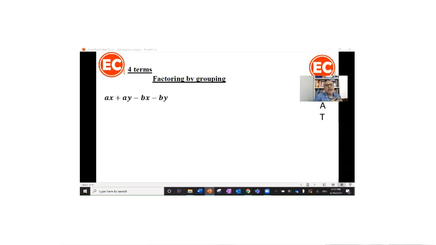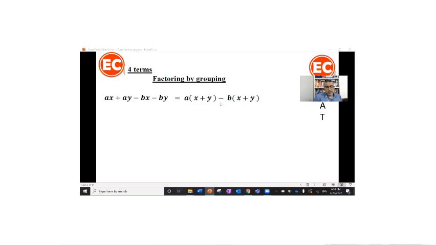For example, ax plus ay minus bx minus by. So I'm going to collect the first two terms, ax and ay together, and take a as a highest common factor. And collect bx and by together and take b as a highest common factor. But notice that if the sign is negative here, negative multiplied by positive is negative. So I changed the sign inside the bracket.